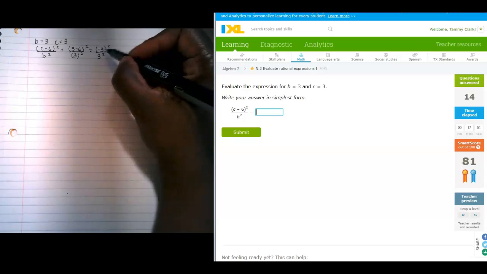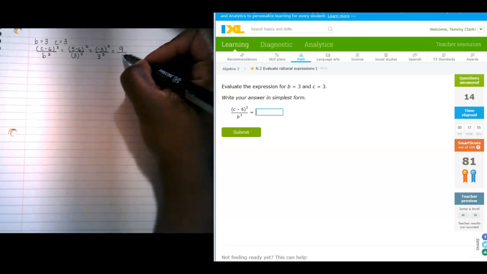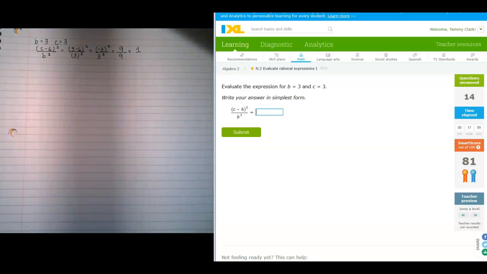Now we're going to do exponents. Negative 3 times negative 3 is positive 9. 3 squared is 3 times 3, which is also positive 9. So our result is 1.